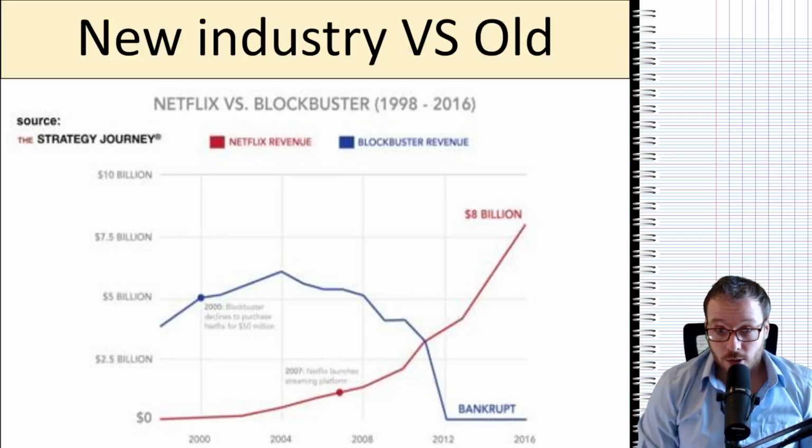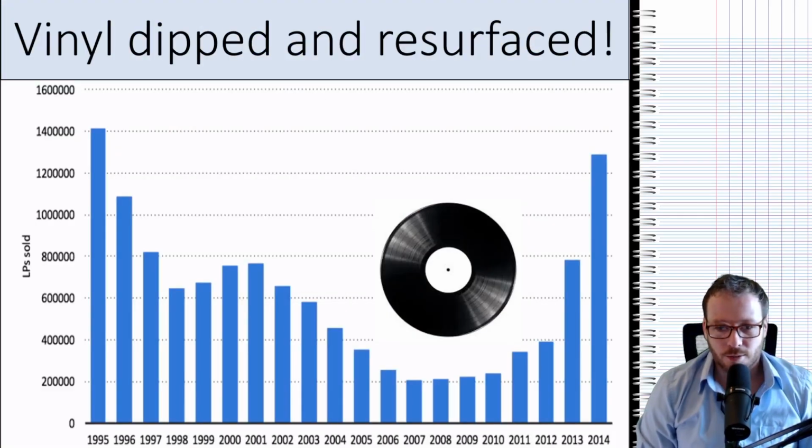Look at new industries coming in. You see Netflix absolutely smashing it all the way up to 2016, while Blockbuster went and crashed. You know, Blockbuster actually were given the option to buy Netflix and refused it. Biggest mistake of their life, wasn't it? Look at vinyl. No one wanted to buy vinyl anymore. It was big, it was noisy, it was scratchy, you had to carry it everywhere. And look at the resurgence in 2014. Sometimes demand is absolutely unpredictable.